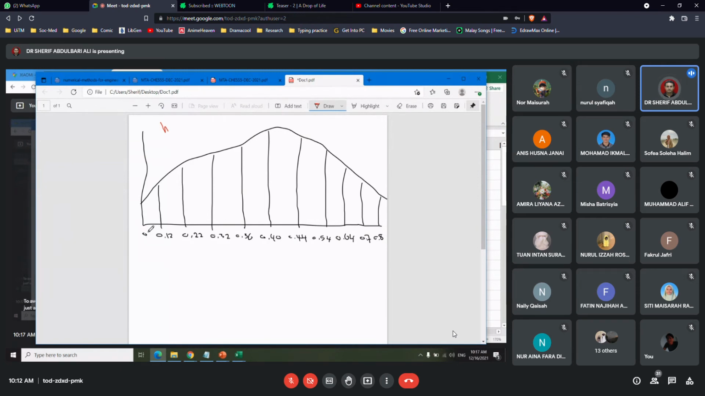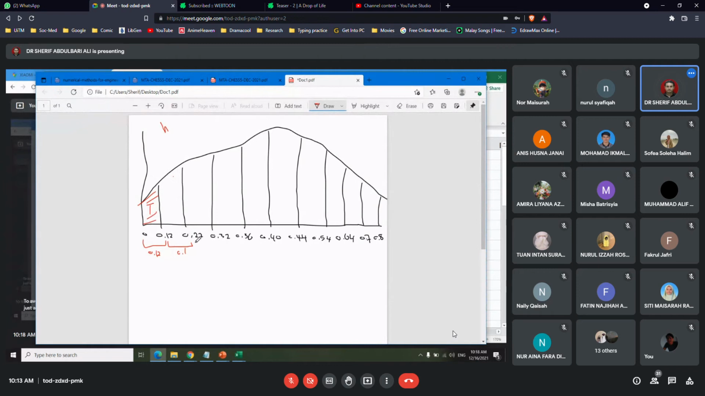So how to do this? First, we calculate the step size for each segment. From 0 to 0.12, my step size is 0.12. Now I'll check from 0.12 to 0.22. The step size is 0.1. So the step sizes for these two segments are different from each other. This means I cannot combine these segments, so I can solve the first segment here using the trapezoidal rule.